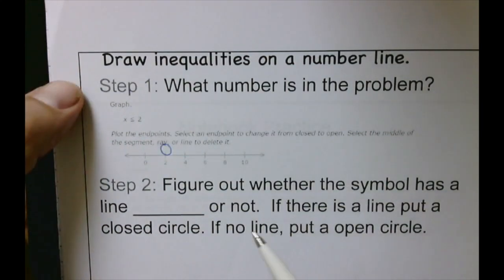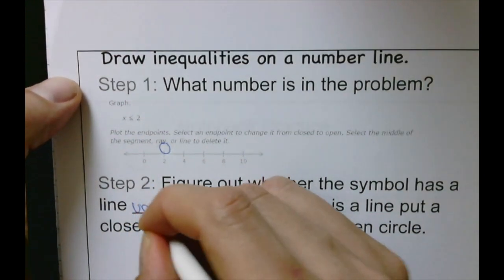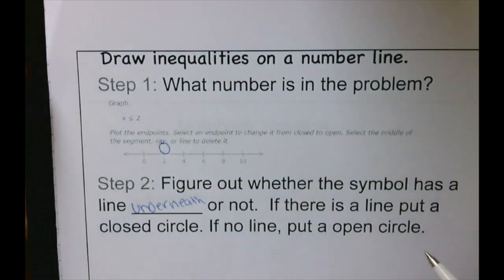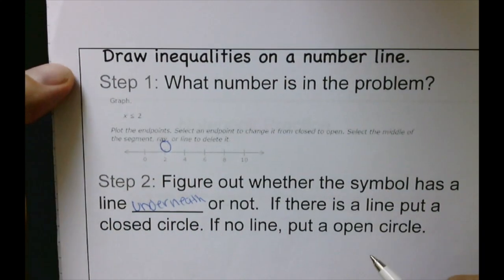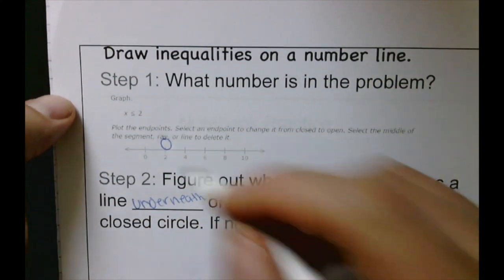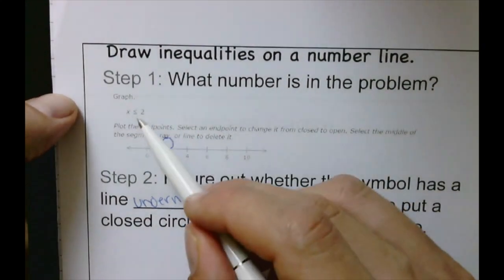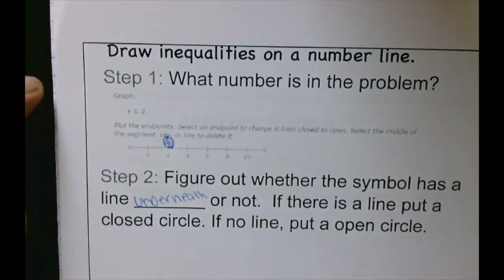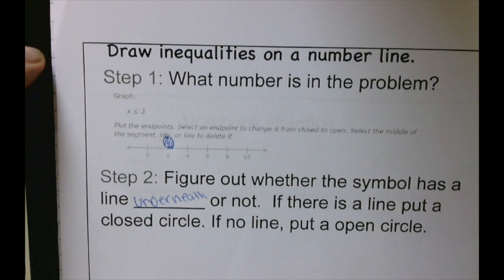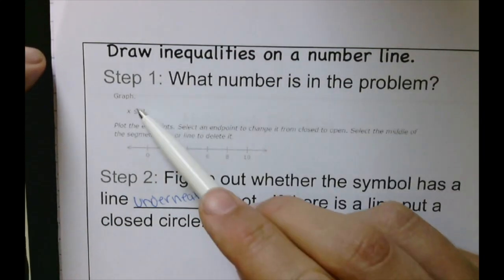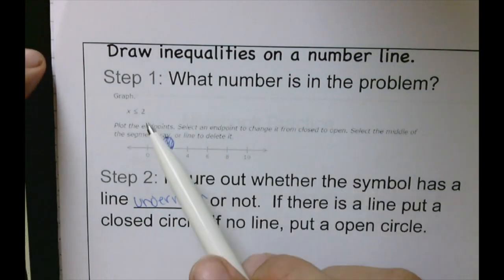Next, let's read step 2. Figure out whether the symbol has a line underneath or not. If there is a line, put a closed circle. If there's no line, write an open circle. So since there's a line underneath the inequality symbol, I'm going to fill in my circle. This means my solution is included, where x is less than or equal to 2.